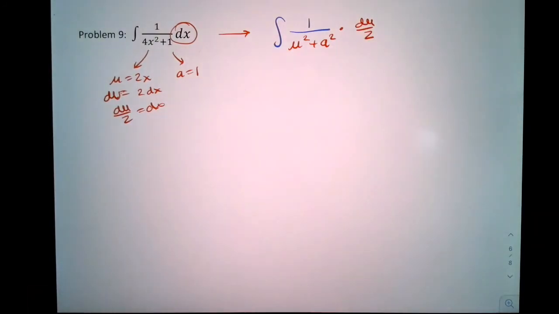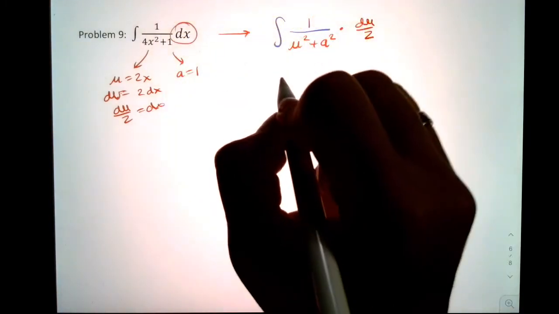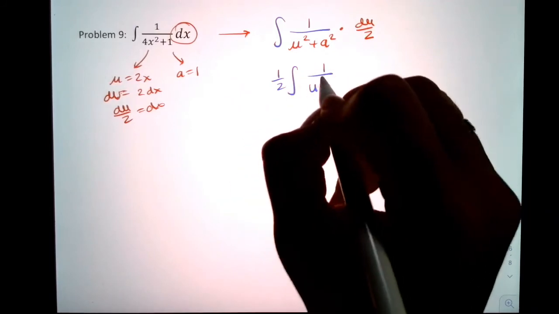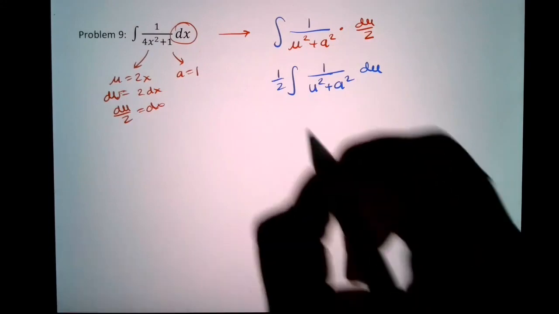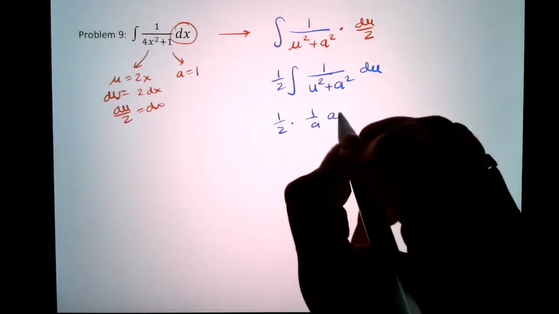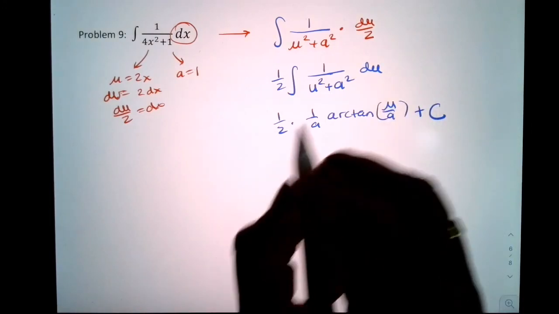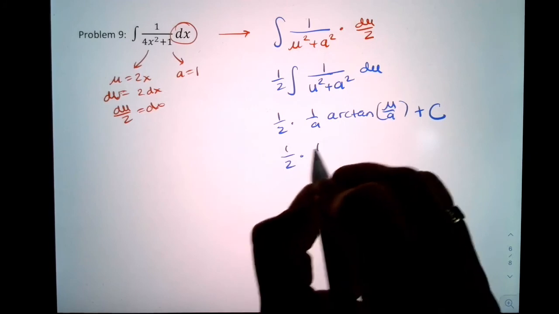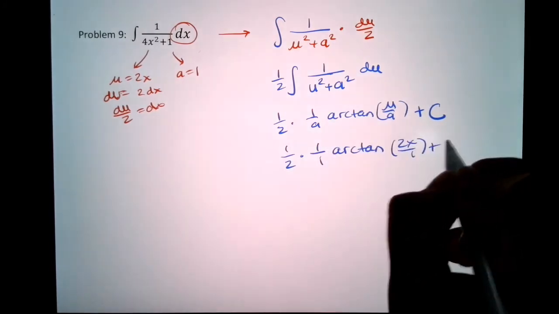So basic U substitution fails, but I don't want you to just go with trig substitution just because you see a bunch of stuff squared. There's no radical. This is just a basic arctan antiderivative. So I'm going to rewrite it. I'm going to take that 1/2 and pull it outside the integral. You can do that. It's just a coefficient. And then remember, well, what is this? This is going to be 1 over A arctan U over A plus C. So that would be 1/2, 1 over 1 arctan of 2x over 1.